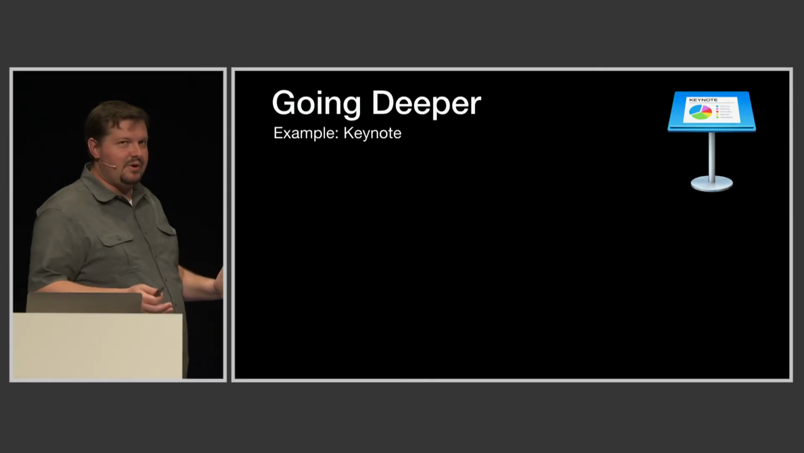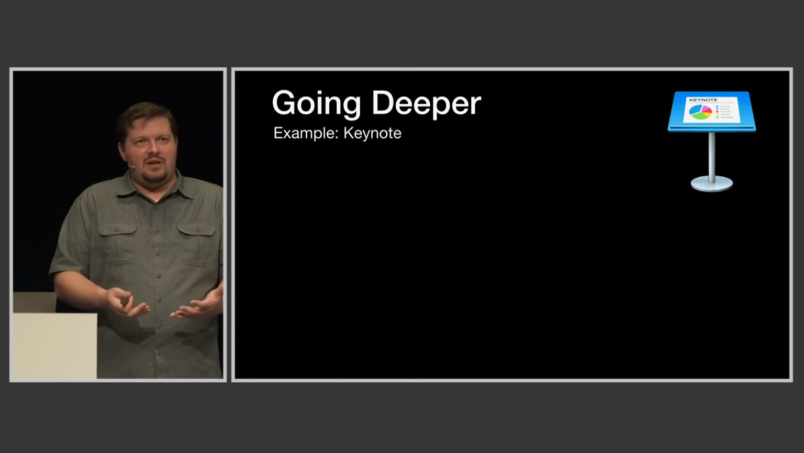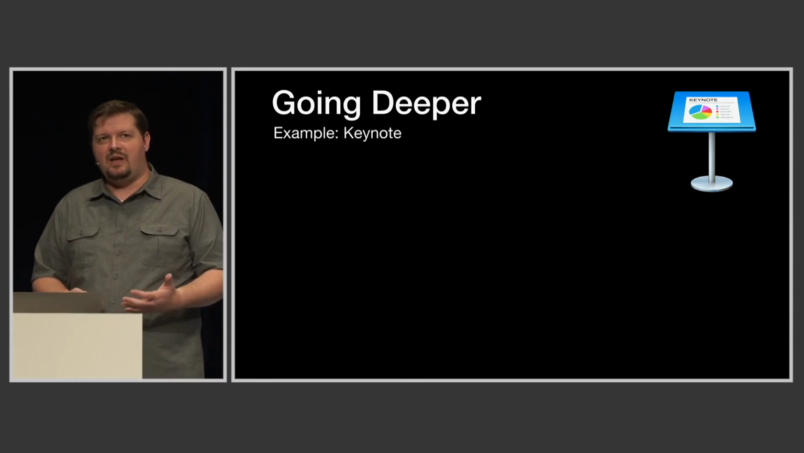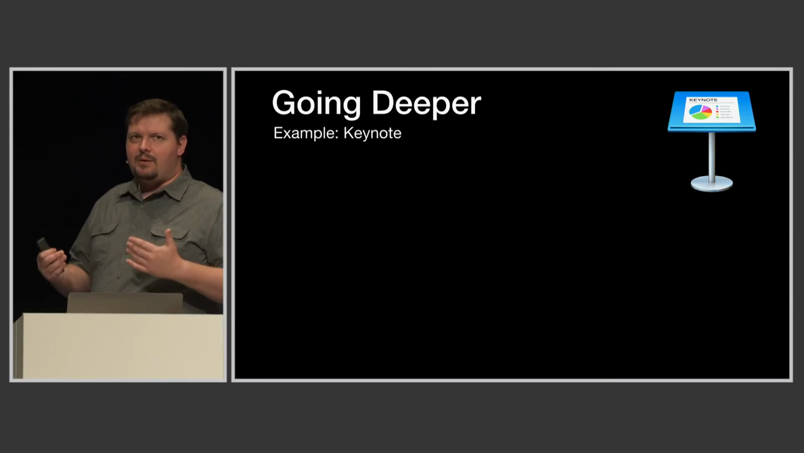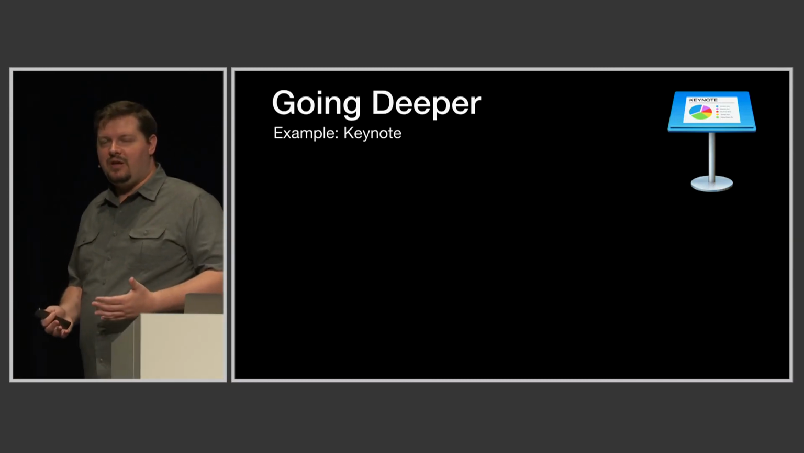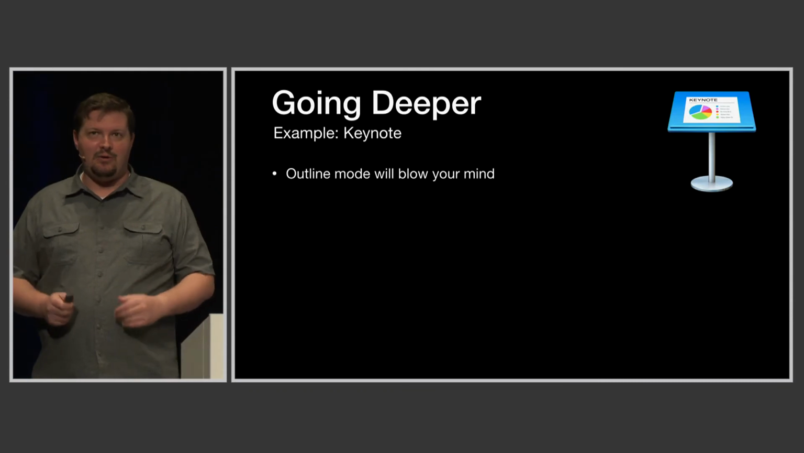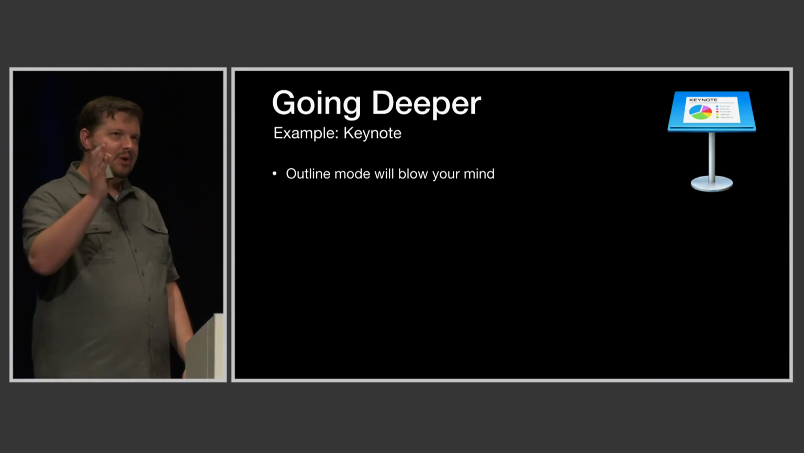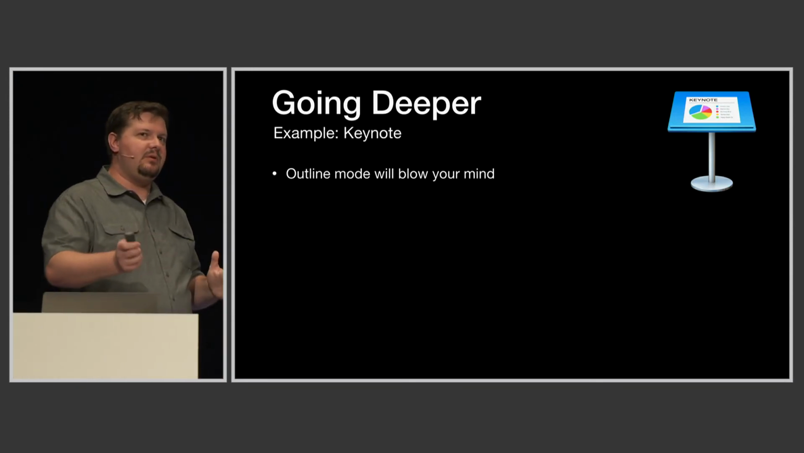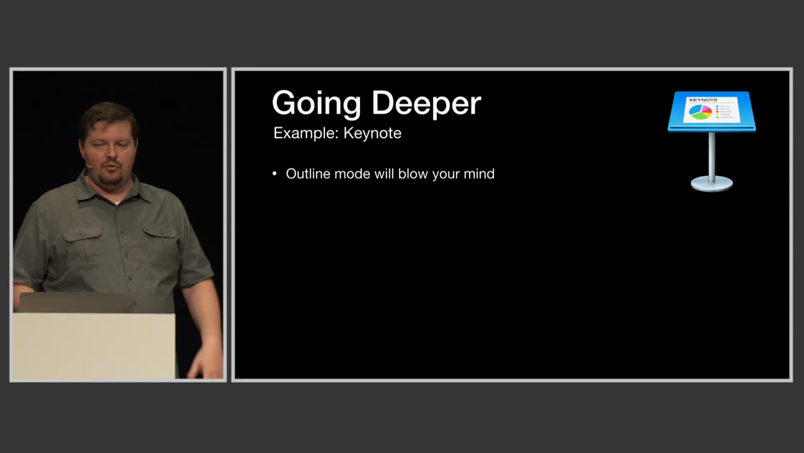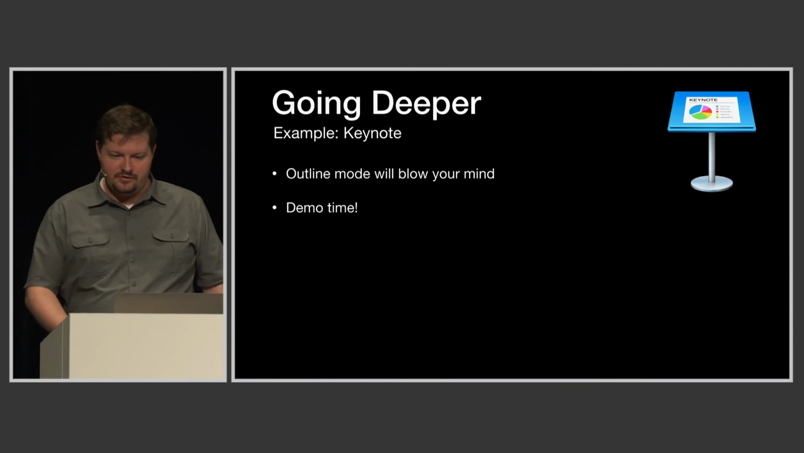This may sound kind of weird, but if you spend enough time giving presentations, Keynote becomes super cool. And in my opinion, one of the coolest features of Keynote is this thing called outline mode. It will blow your mind when you see what it can do. We normally think of Keynote as dealing with slides, but it has this cool thing called outline mode, and I want to show it to you.